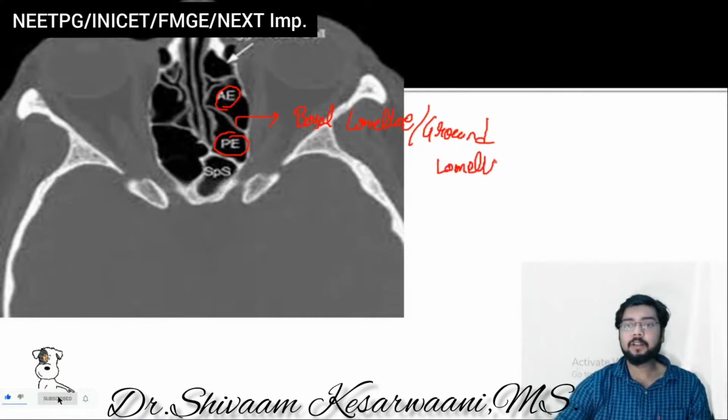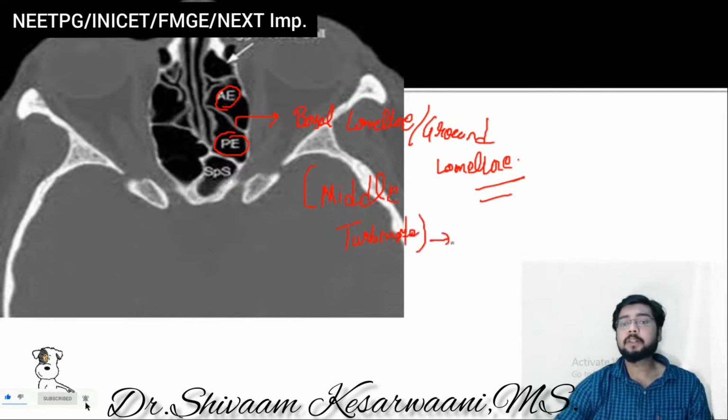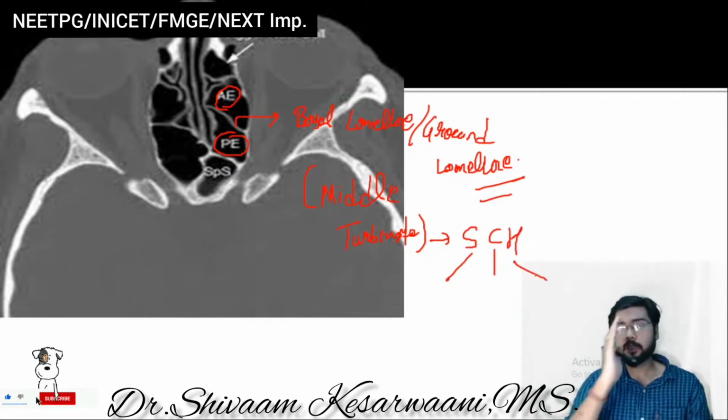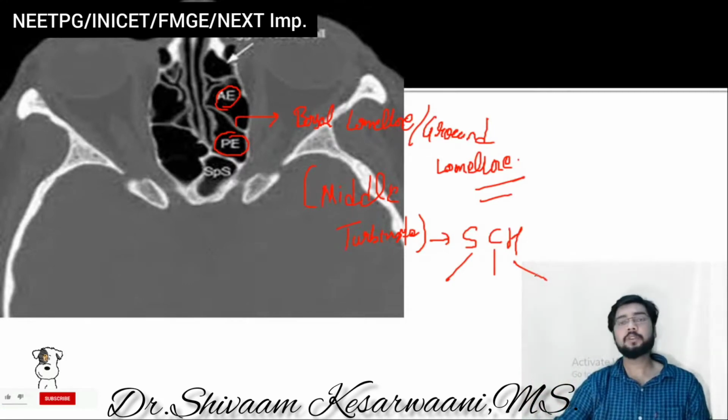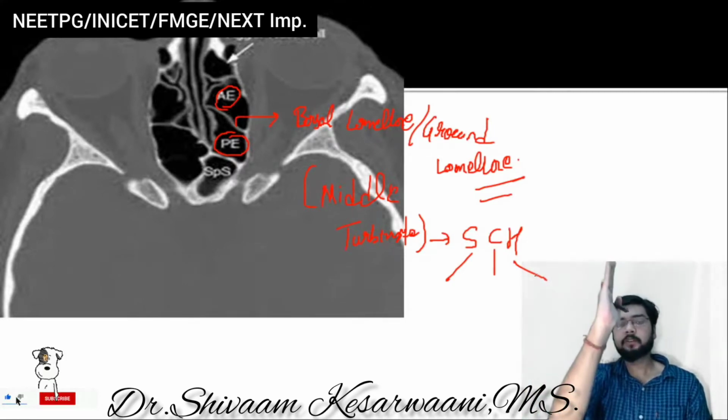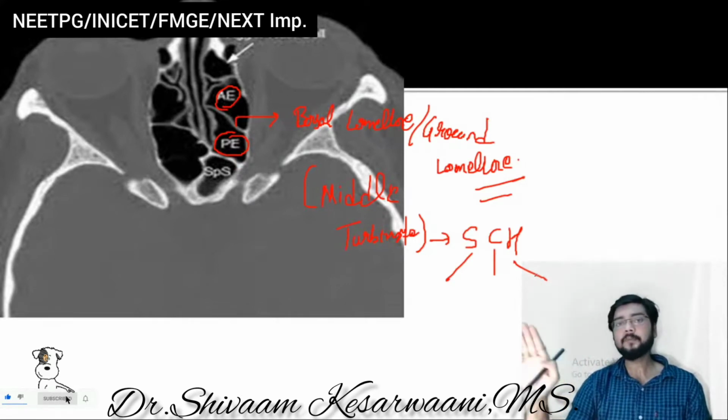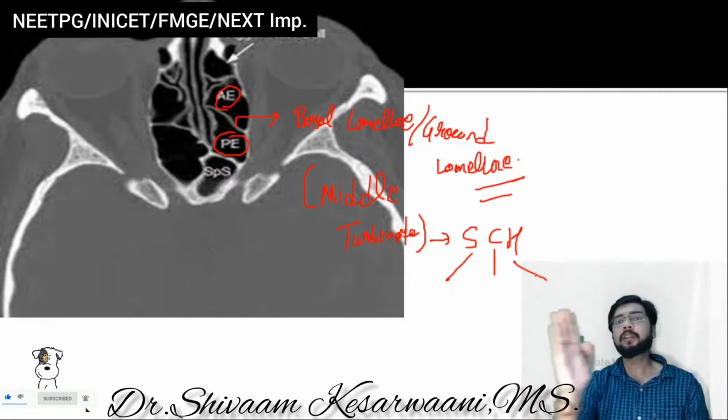So what is this basal lamella or ground lamella? It is a part of the middle turbinate. If you remember, your middle turbinate had three parts, which we remembered by a mnemonic called SCH: sagittal, coronal, and horizontal. The middle turbinate is like this, sagittal, then it moves like this, coronal, and then it becomes horizontal. Sagittal is attached to the cribriform plate, coronal is attached to the lateral wall, that is the lamina papyracea, and the horizontal is attached to the palatine bone. This coronal part is called ground lamella or the basal lamella.